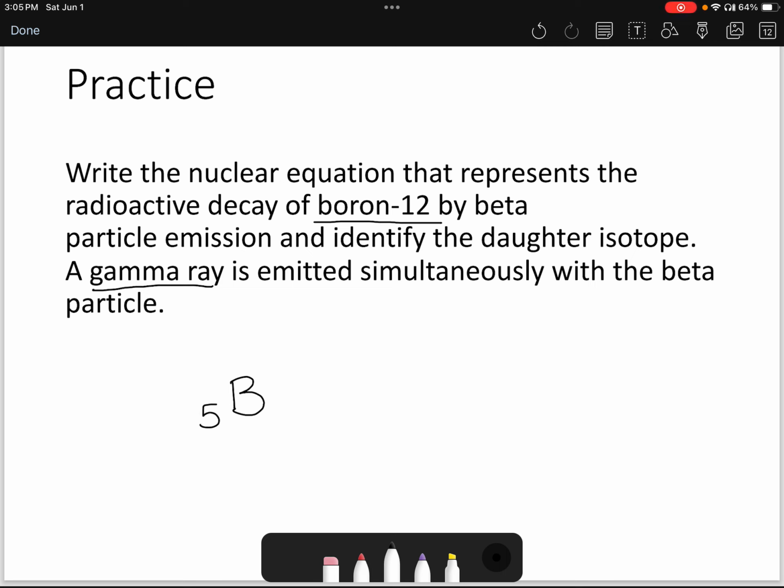Five. So it has 5 protons. And we were already told the mass number is 12. And then we were also told that we're going to emit a beta particle. So that's an electron with 0 mass, and on the lower left, we have a value of -1. All right, so now we need to figure out what is left over. So remember, everything has to add up on both sides. So see if you can figure out what the daughter isotope is. So pause the video, try this on your own, and then we'll go over it together.